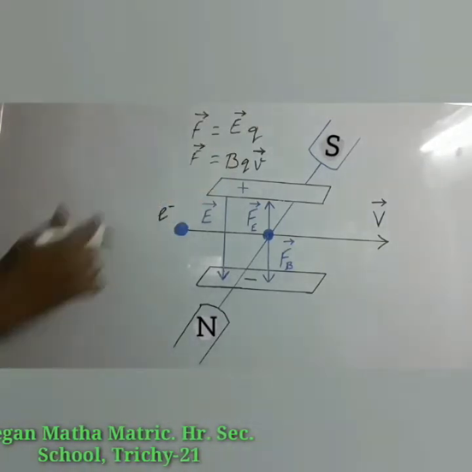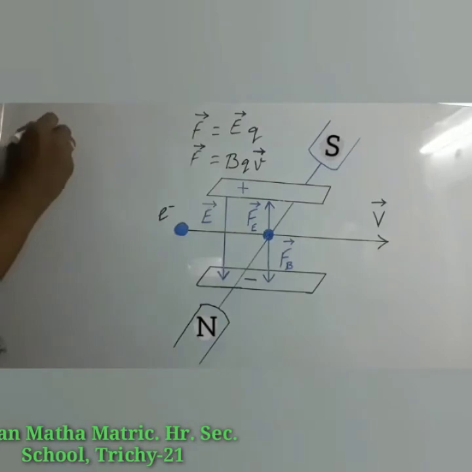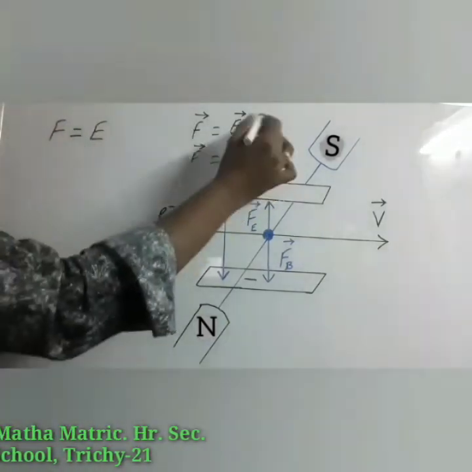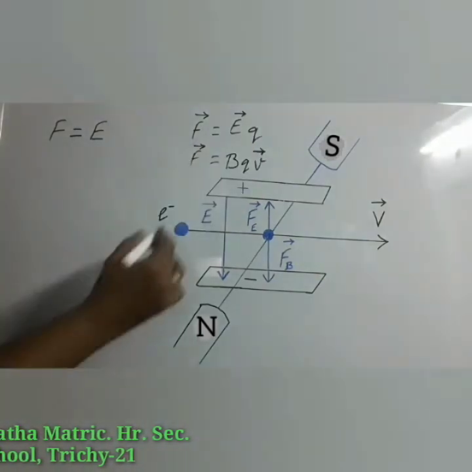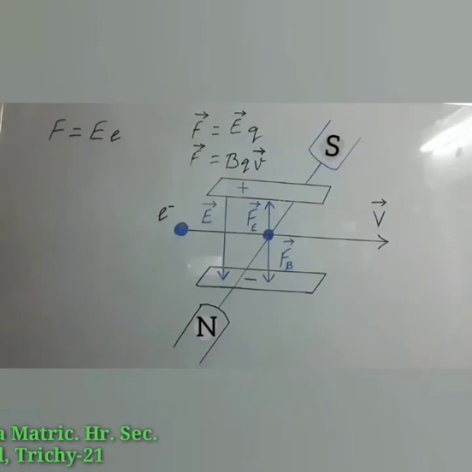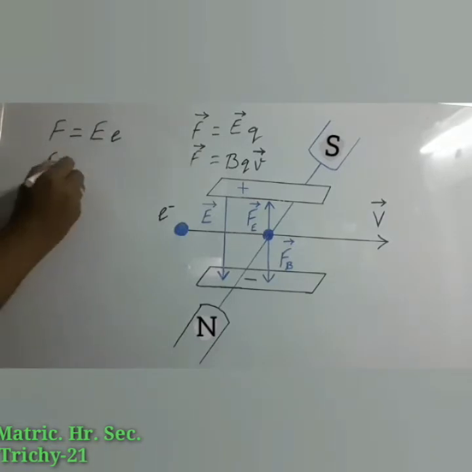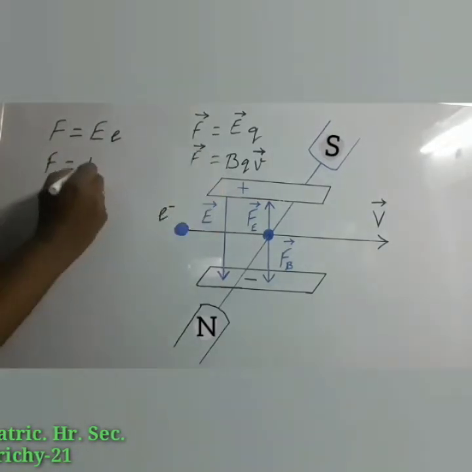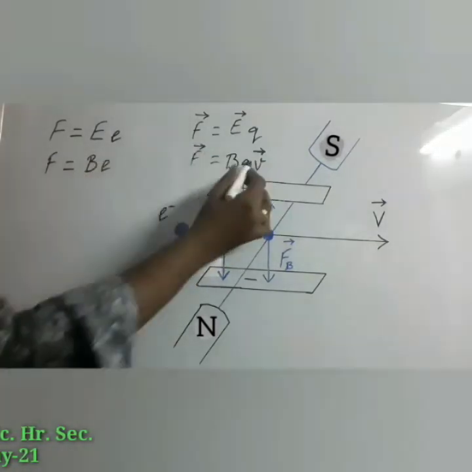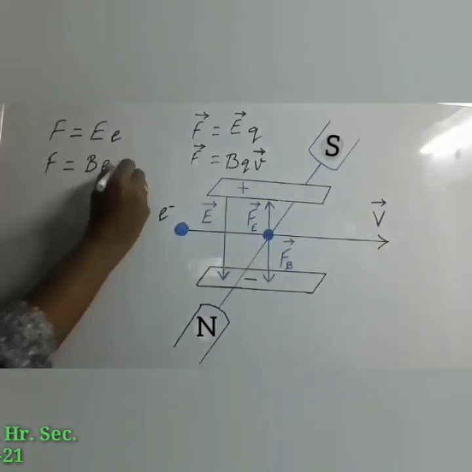From these 2 expressions we can write the force applied on the electron by the 2 fields. First, the force given by the electric field, F, is equal to EQ. Here Q is a general term. For an electron, what is the charge of the electron? e. Likewise, the force given by the magnetic field: B as it is, instead of Q we have to write e. The electron is moving with the velocity V.